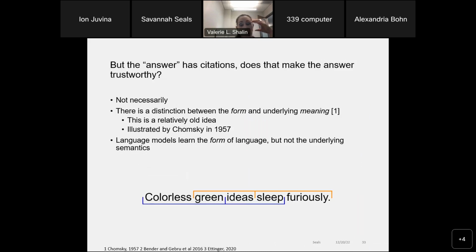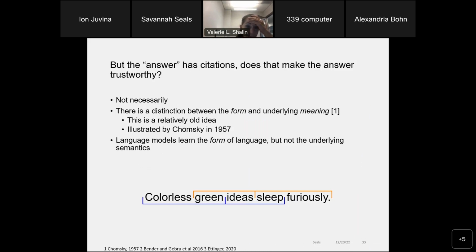So the answer has citations. Does that make it trustworthy? Not necessarily. There is a distinction between the form of something and the underlying meaning of that something. This is a relatively old idea. Chomsky talked about this in 1957.